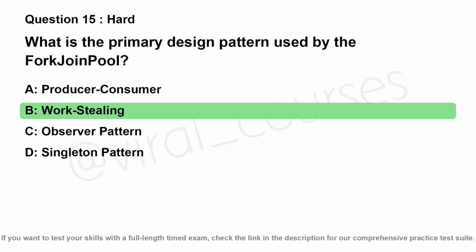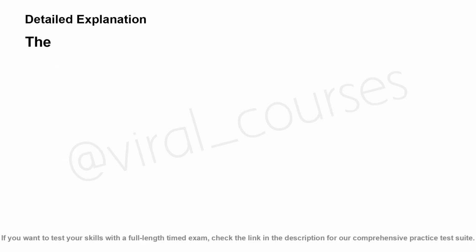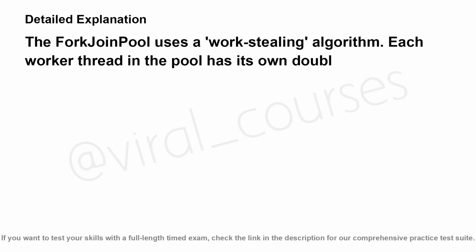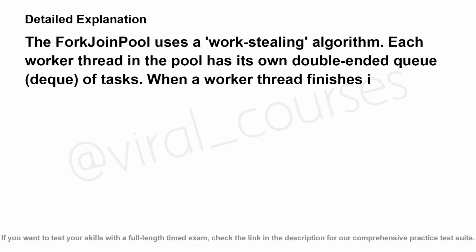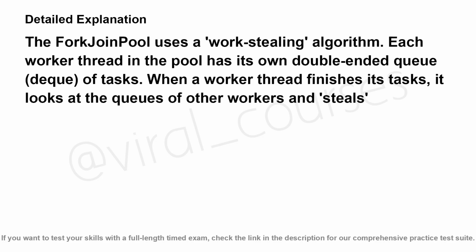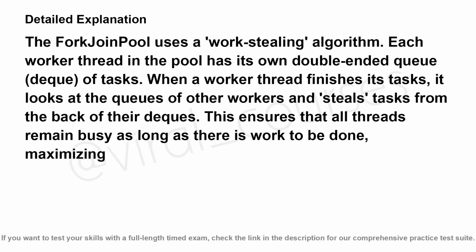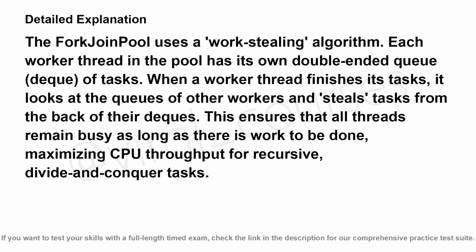The correct answer is B. The ForkJoinPool uses a work-stealing algorithm. Each worker thread in the pool has its own double-ended queue, a deque, of tasks. When a worker thread finishes its tasks, it looks at the queues of other workers and steals tasks from the back of their deques. This ensures that all threads remain busy as long as there is work to be done, maximizing CPU throughput for recursive divide-and-conquer tasks.